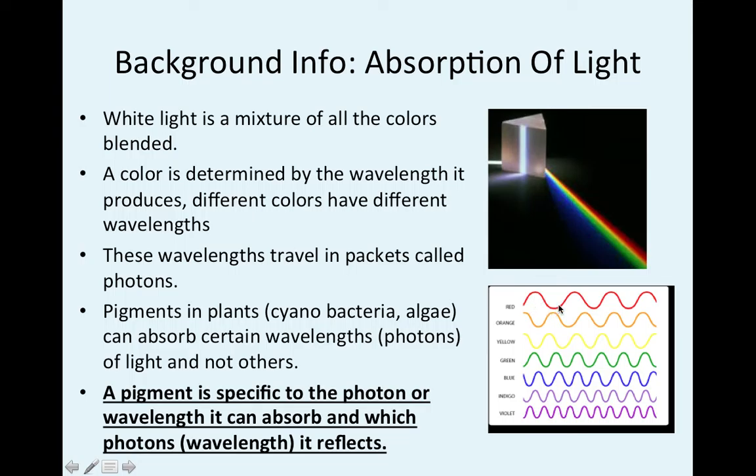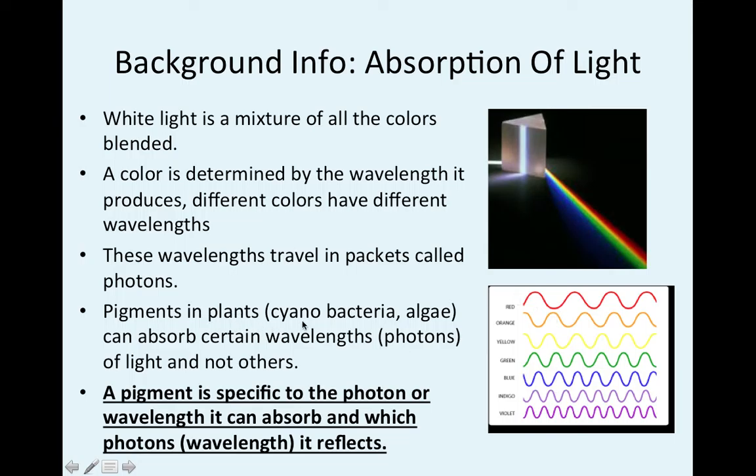So you look down here, red, here's a wavelength, here's a wavelength, and what these are really called are photons. So different colors are different wavelengths or different photons. A red photon is different than an orange photon, which is different than a yellow photon, and why they're different is they have different wavelengths or frequencies. These wavelengths travel in packets called photons. So here's a whole bunch of different photons.